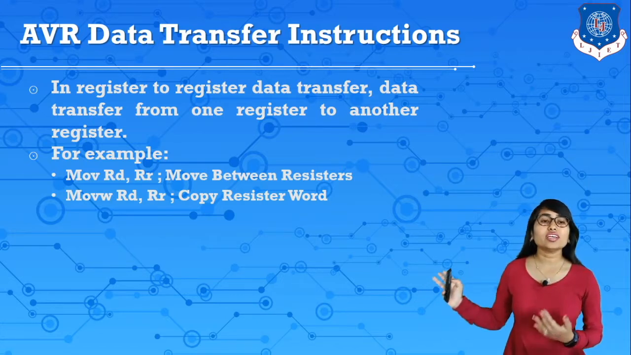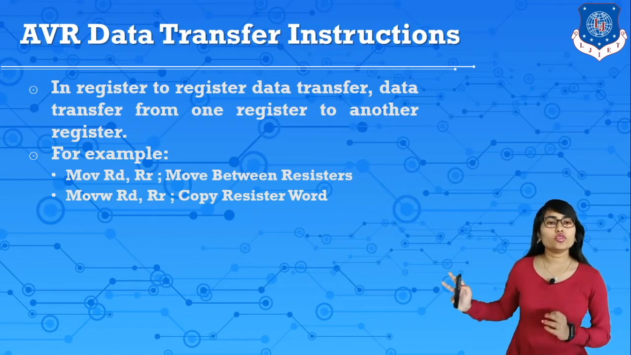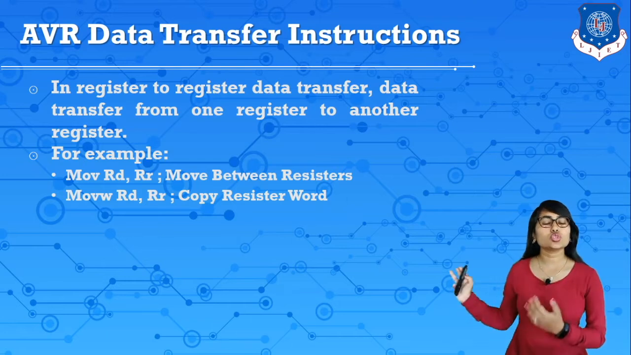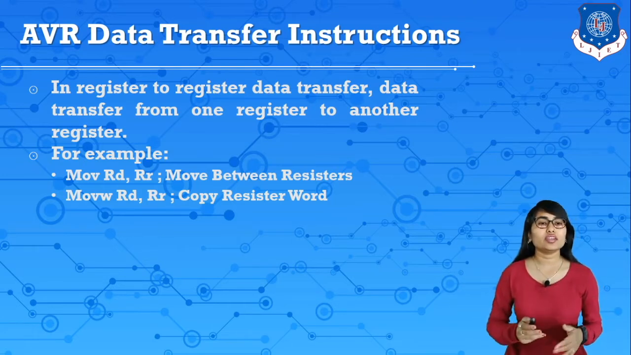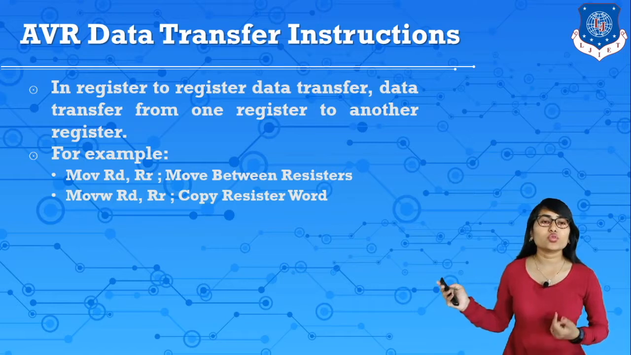Then next, for 16-bit we have MOVW, move word. So MOVW RD, RR is used for 16-bit data transfer. So these are the register to register data transfer instructions.